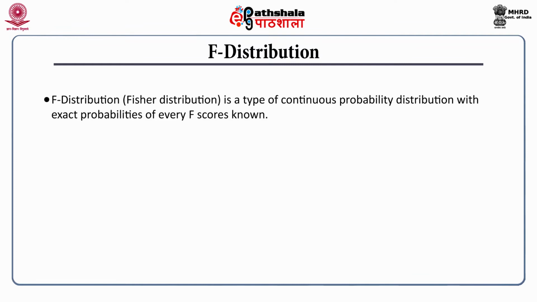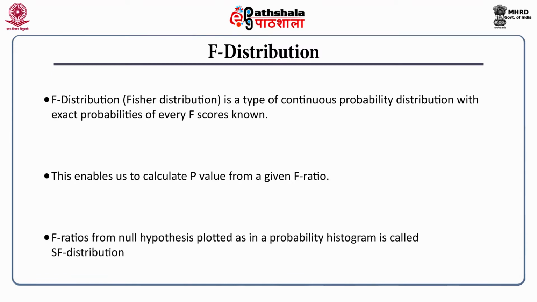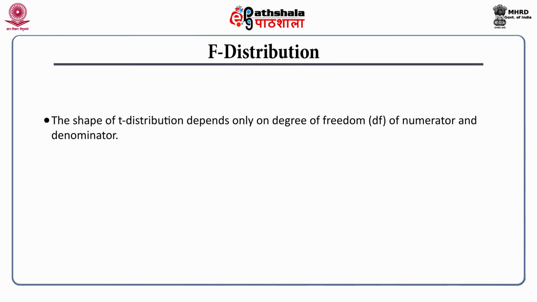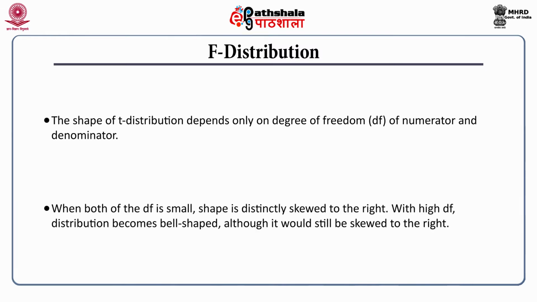Now coming to the F distribution, also called the Fisher distribution, it is a type of continuous probability distribution with exact probabilities of every F score known. This enables us to calculate the p-value from a given F ratio. F ratios from the null hypothesis plotted as a probability histogram is called the F distribution. The shape of the F distribution depends only on the degrees of freedom, df, of the numerator and the denominator. When both degrees of freedom are small, the shape is distinctly skewed to the right. With high degrees of freedom, the distribution becomes bell-shaped, although it is still somewhat skewed to the right.